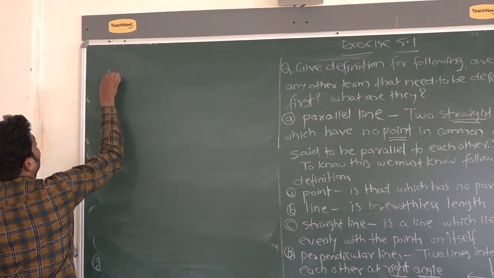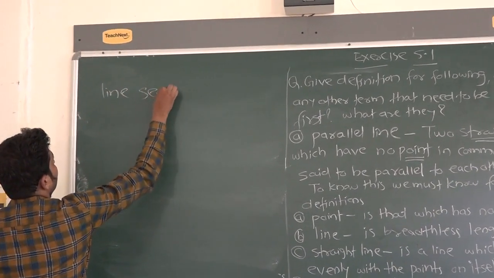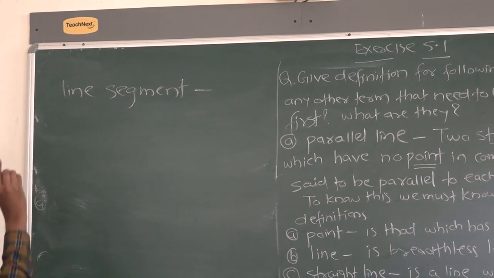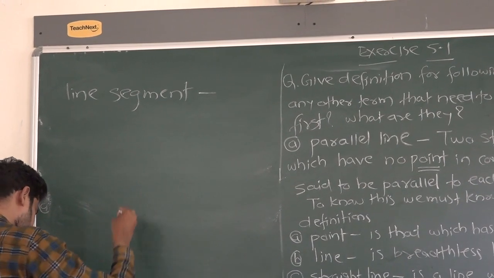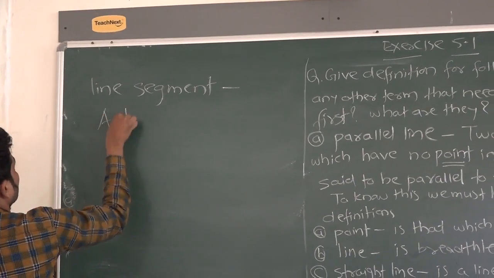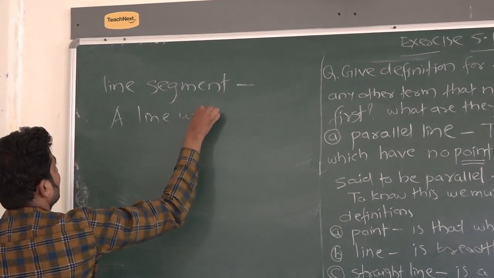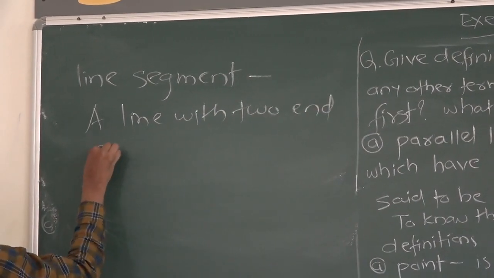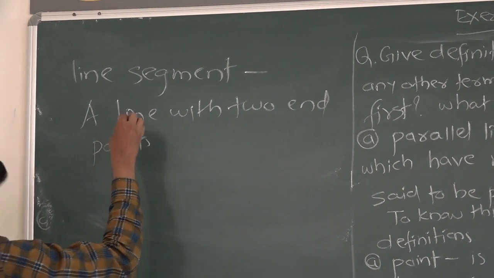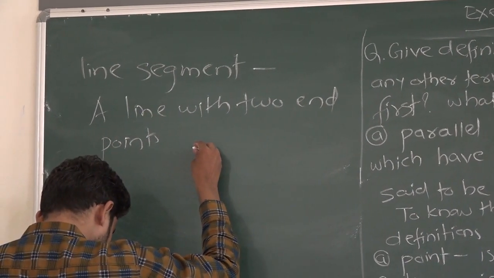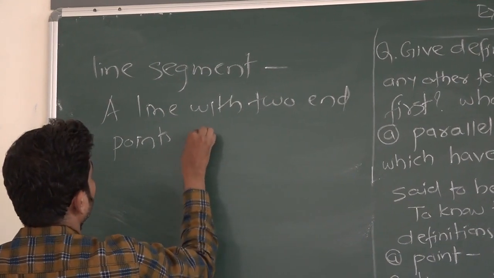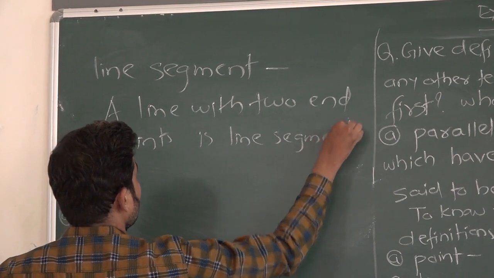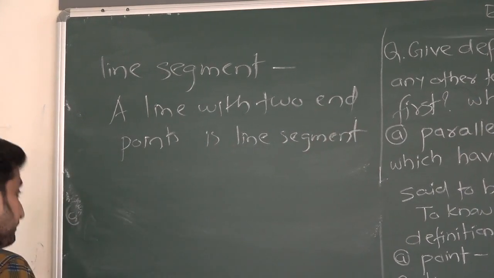line segment. Now, what is meant by line segment? Line segment: a line with two endpoints. A line with two endpoints is a line segment.